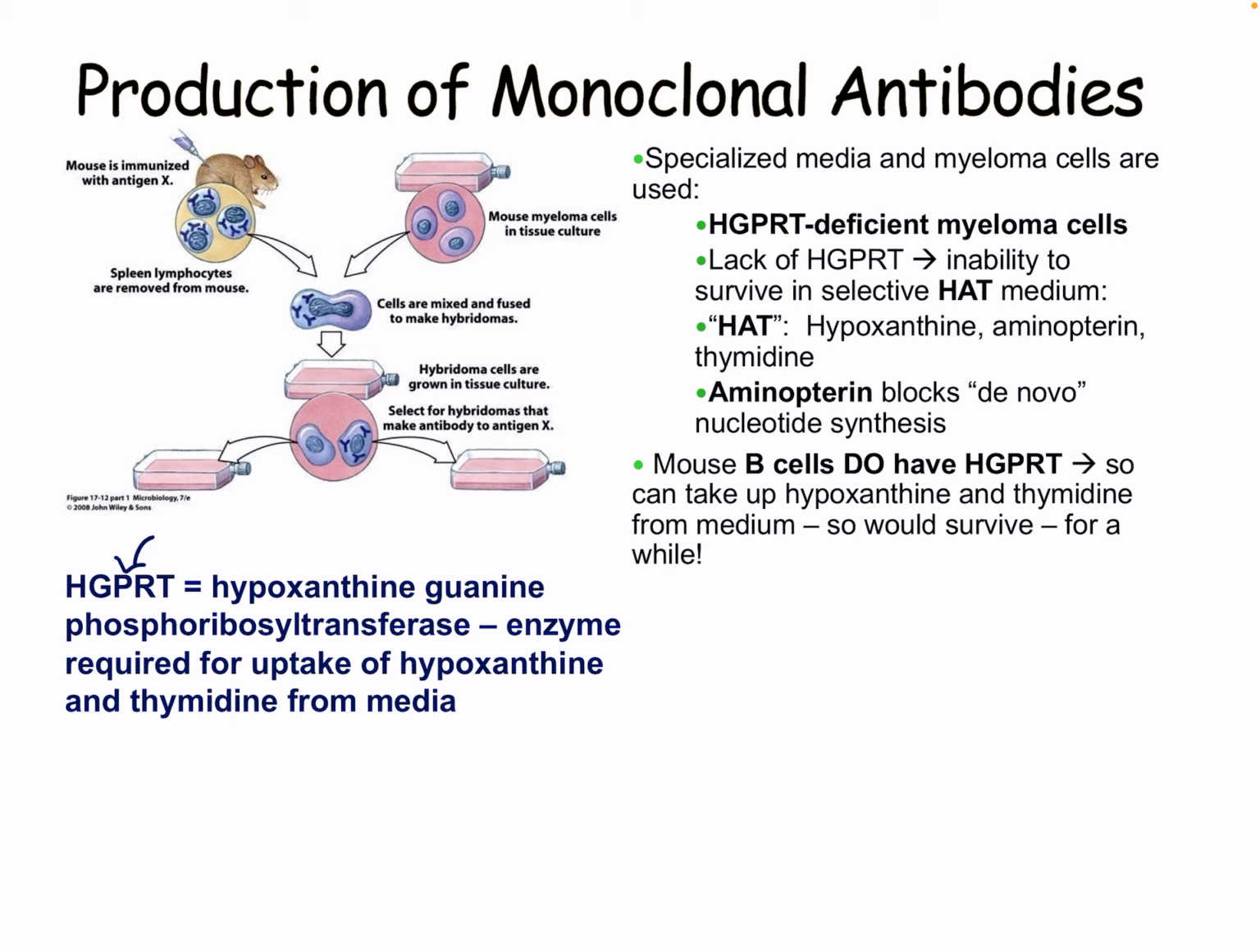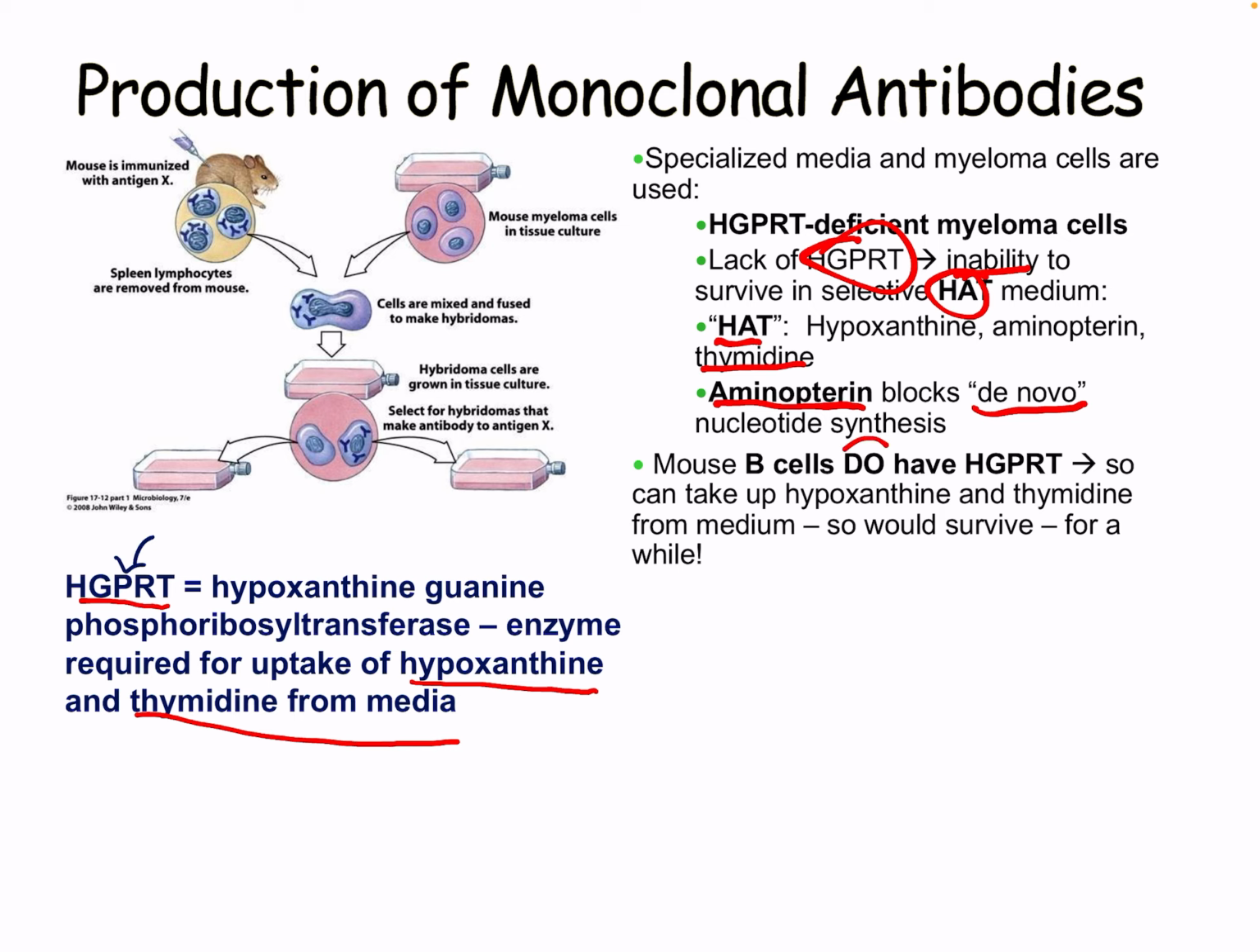So we use a specialized media, and myeloma cells are used during monoclonal antibody production. HGPRT is hypoxanthine guanine phosphoribosyltransferase, so that's a long one. HGPRT is slightly easier, and this is an enzyme required for the uptake of hypoxanthine and thymidine from the media. HGPRT-deficient myeloma cells lack HGPRT, which results in the inability to survive in selective HAT medium. HAT is hypoxanthine, aminopterin, thymidine. Aminopterin blocks de novo nucleotide synthesis.